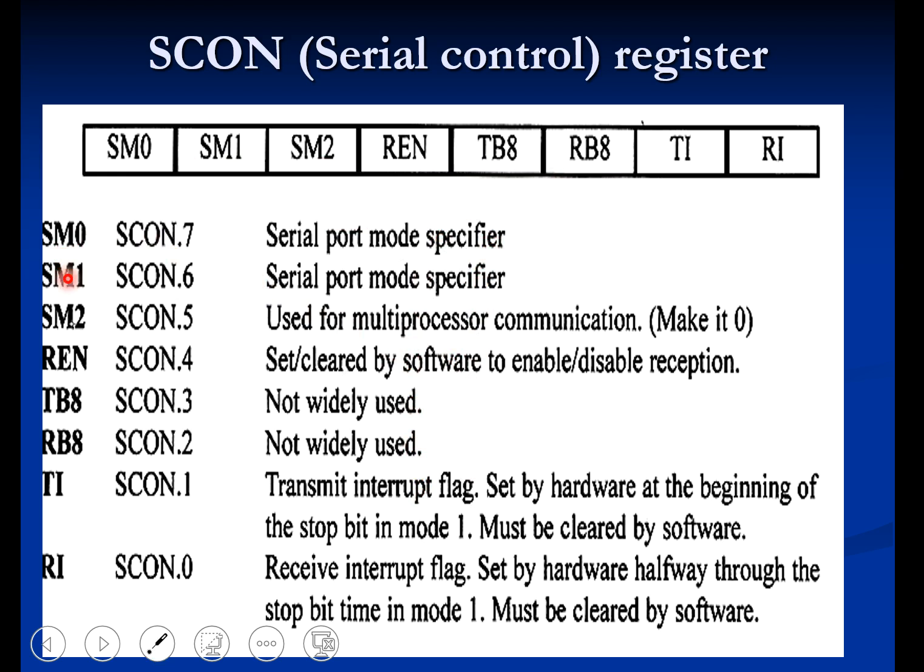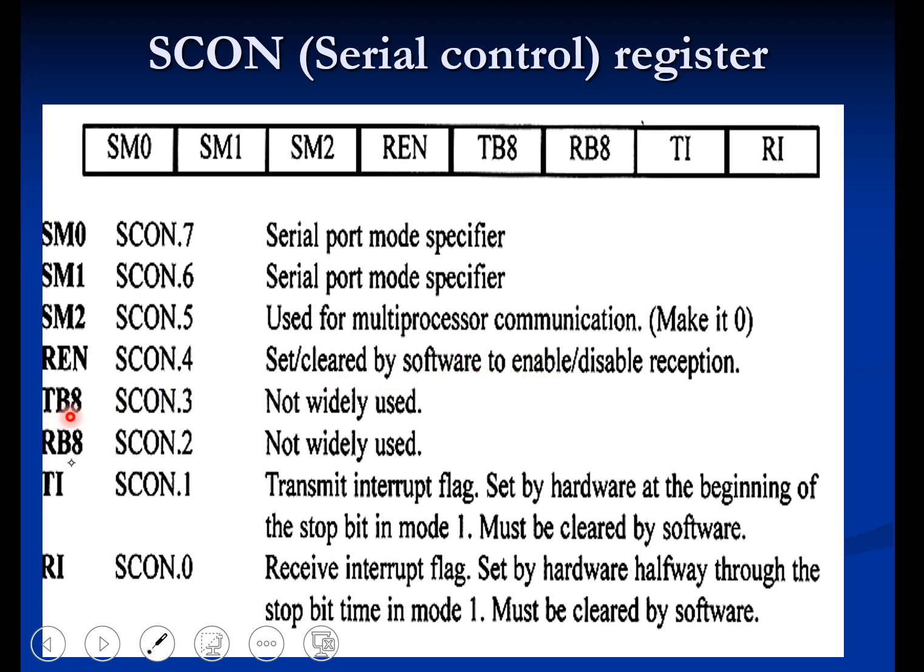That is SM0, SM1. These are serial mode control bits. SM2 is the multiprocessor mode control bit. That is, logic 1 enables multiprocessor mode and 0 is for the normal mode. Then REN enables serial reception. If it is set, it enables the reception, otherwise the reception is disabled.